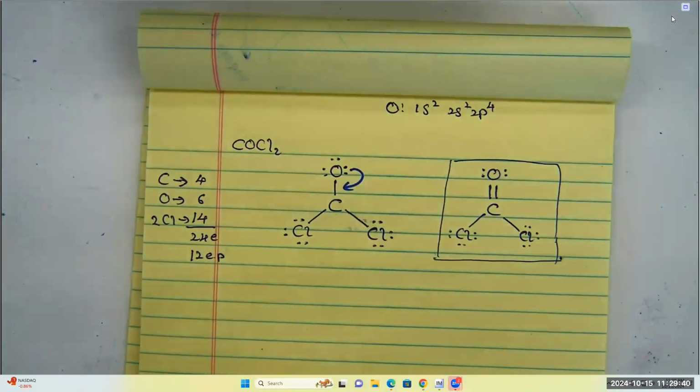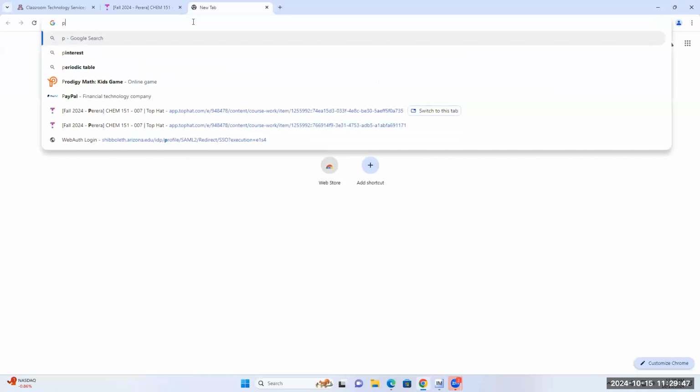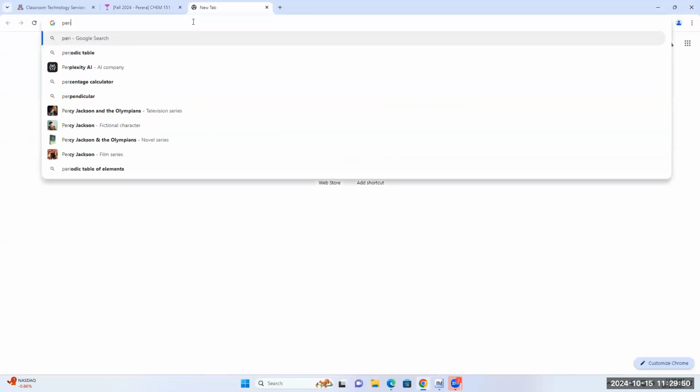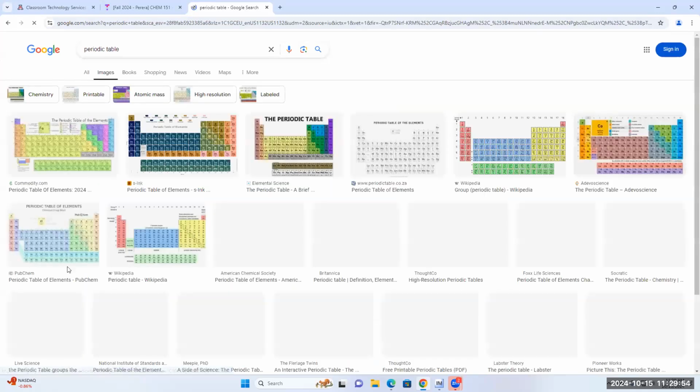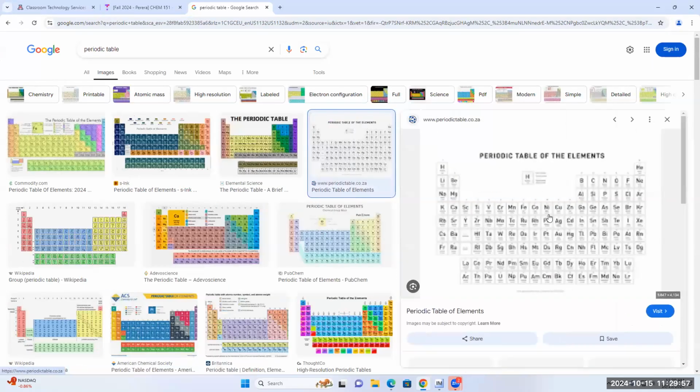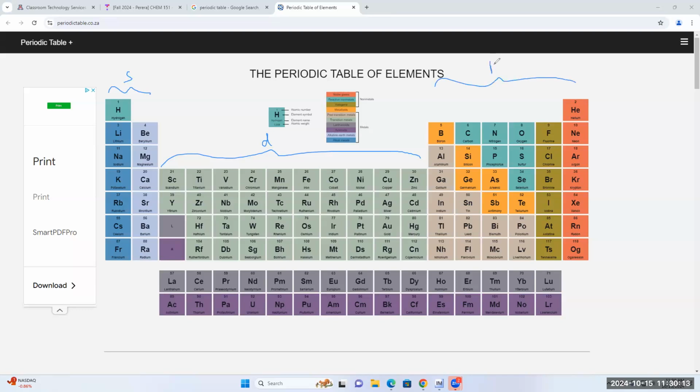Yeah? Another way to do that is, if I can have attention for 30 seconds, if we go to a periodic table, I like this one. This is my d elements or transition elements. I'm going to skip them. These are my s and these are my p.